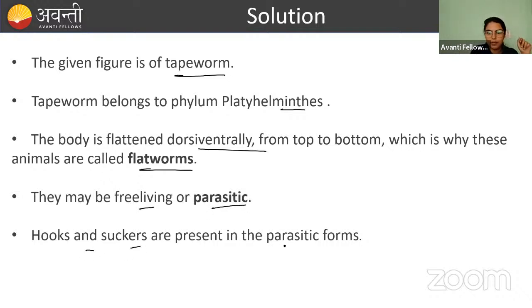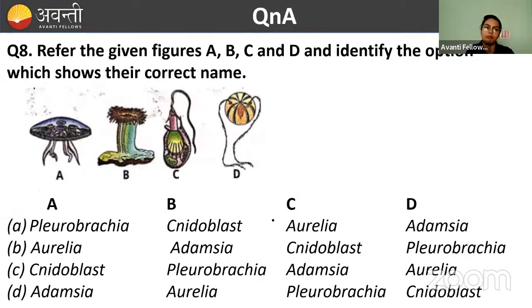Okay, hooks and suckers are present in the parasitic form. The tapeworm, Taenia, is an endoparasite. Okay, it is a parasite. So here you will be seeing the hooks and suckers, through which it helps in attachment and absorption of nutrition. Okay, so this is about Platyhelminthes.